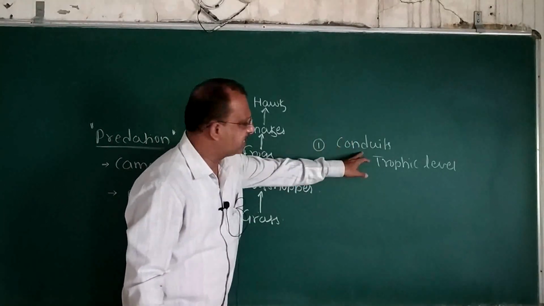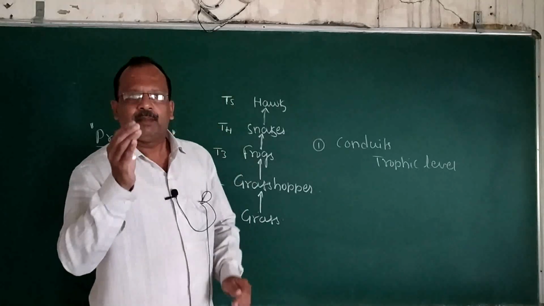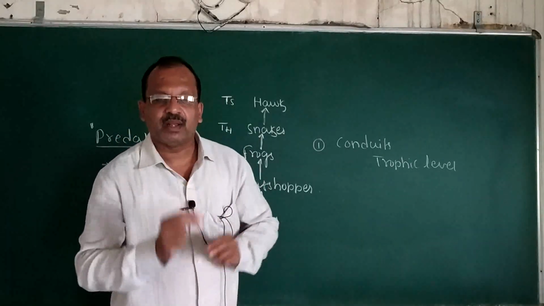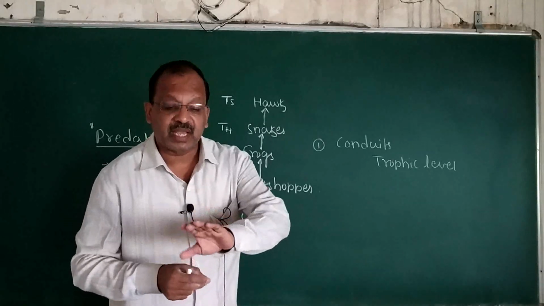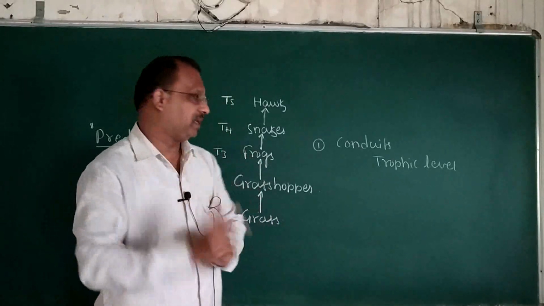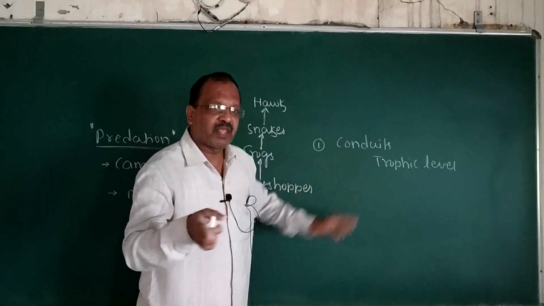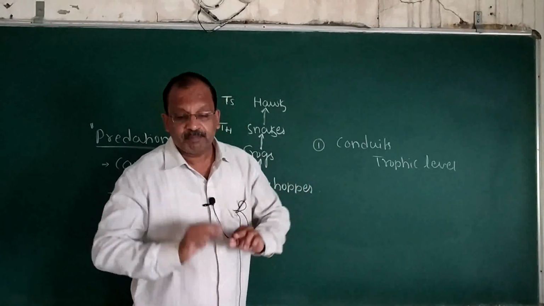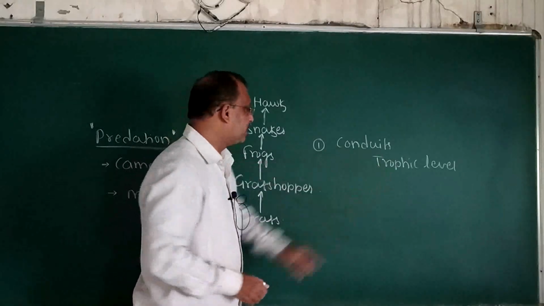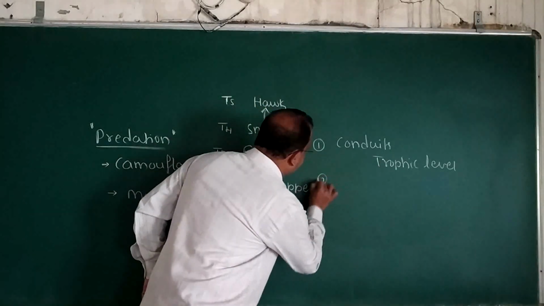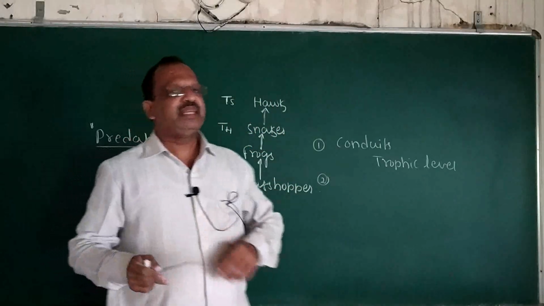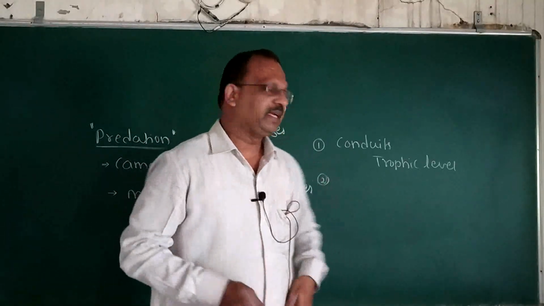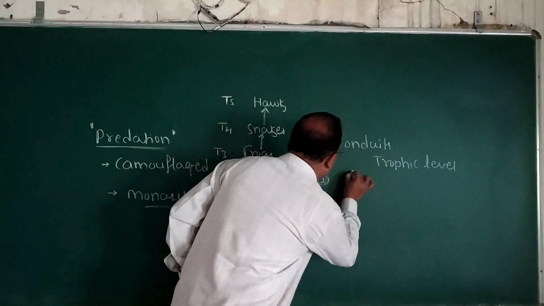Back to our side explanation. Predator will act as a conduit. Conduit means a channel for the transfer of energy across the trophic levels. Second, it will keep the prey population under check so that it can maintain ecological balance.